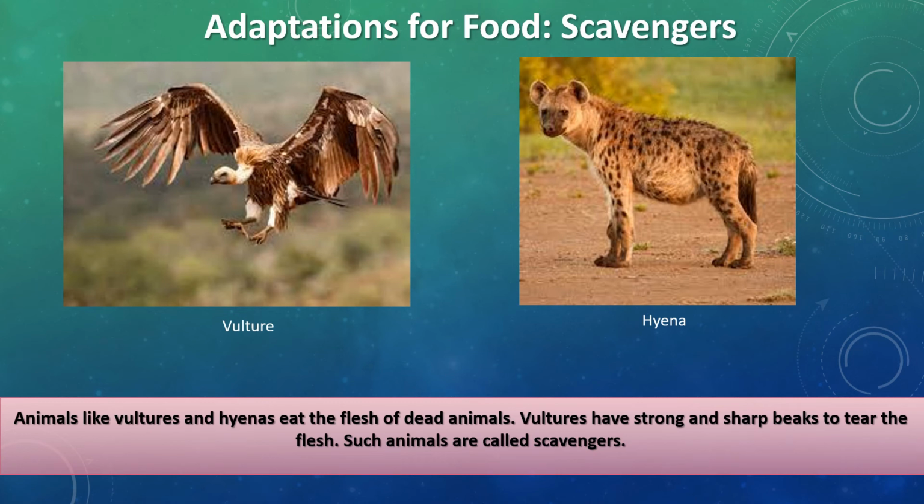Next are scavengers. Animals like vultures and hyenas eat the flesh of dead animals. Vultures have strong and sharp beaks to tear the flesh. Such animals are called scavengers.